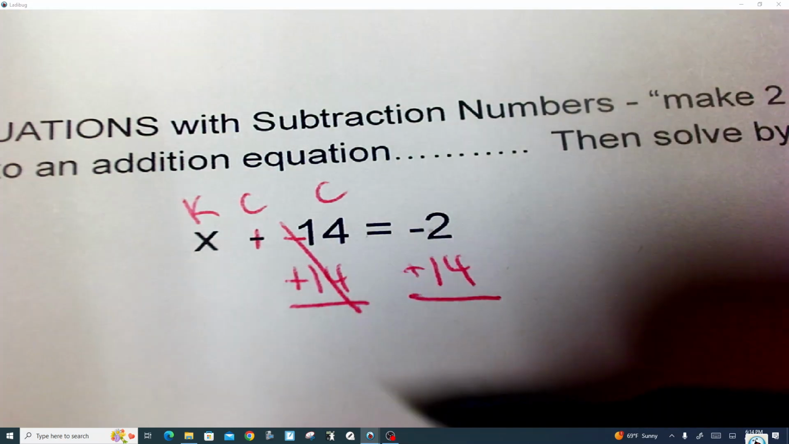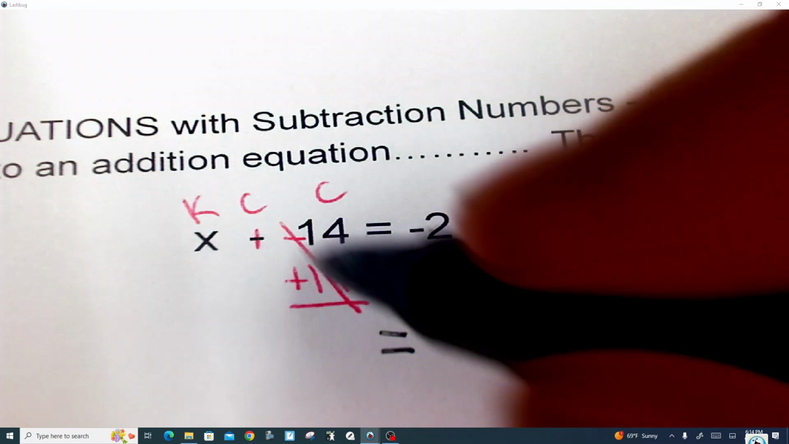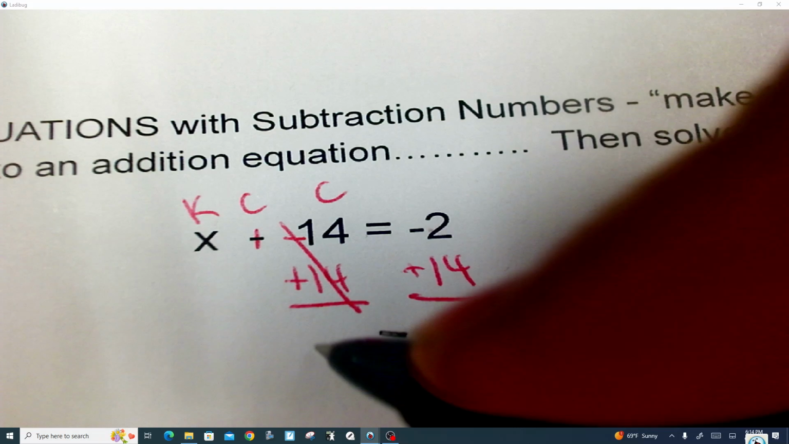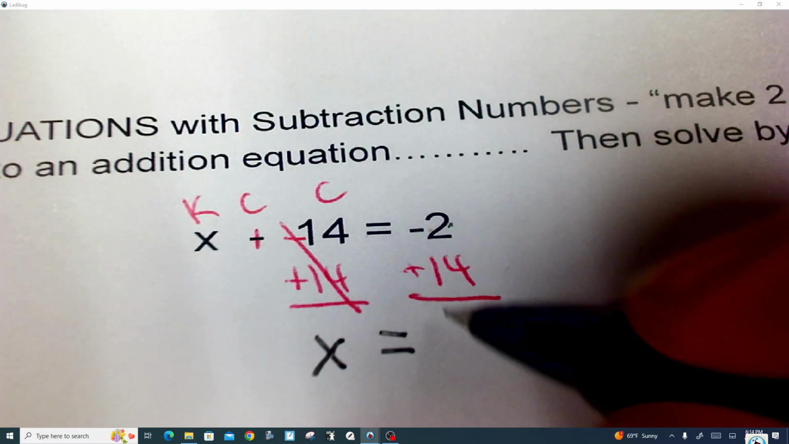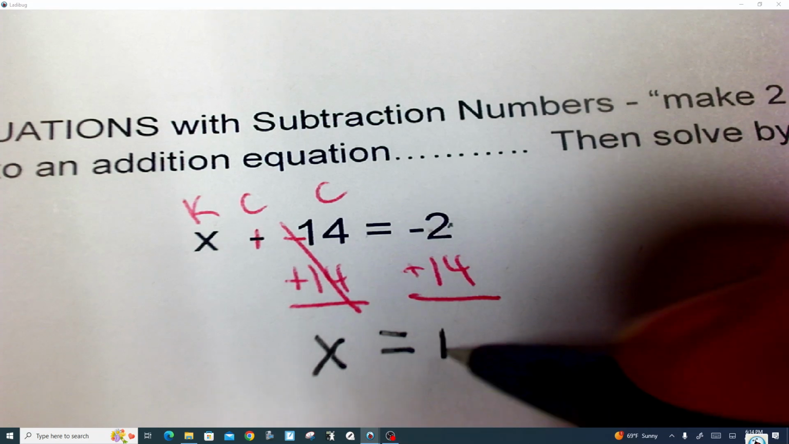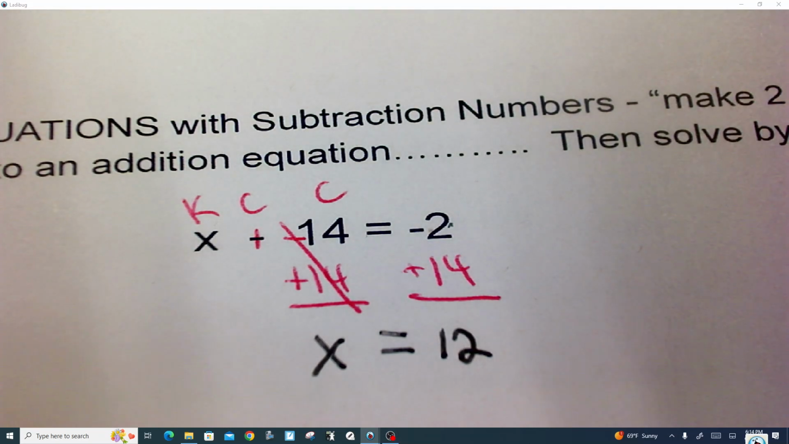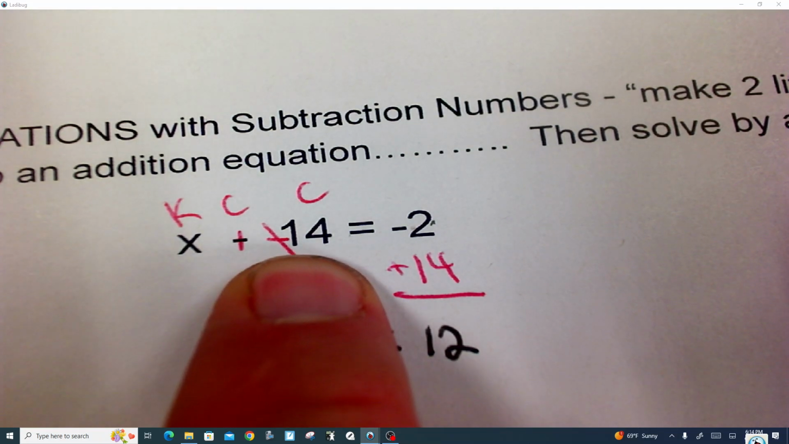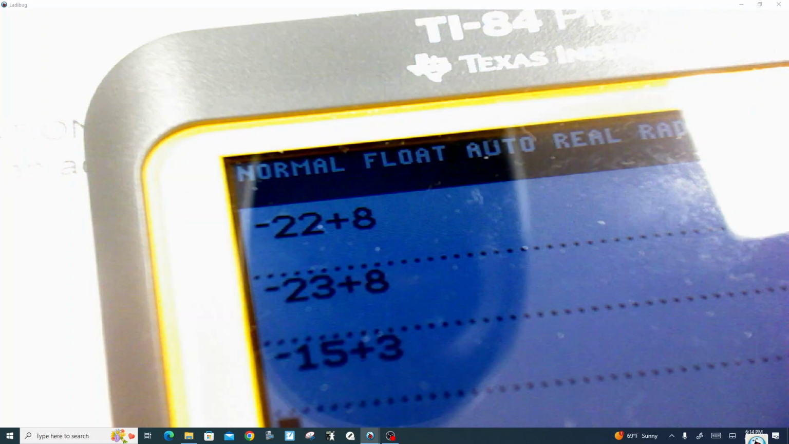Again, the equal sign would fall straight down, but since this is 0 and there's no need to write 0, we're going to cheat the x over a little bit closer to the equal sign. And negative 2 plus 14 is positive 12. So let's just take a second here and see if 12 plus negative 14 really equals negative 2.